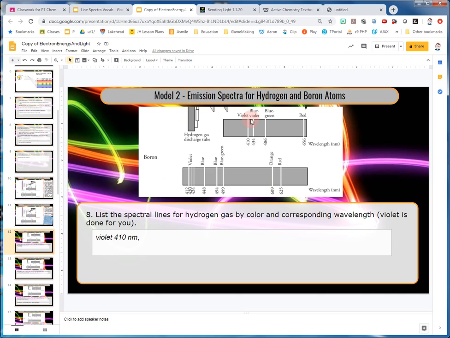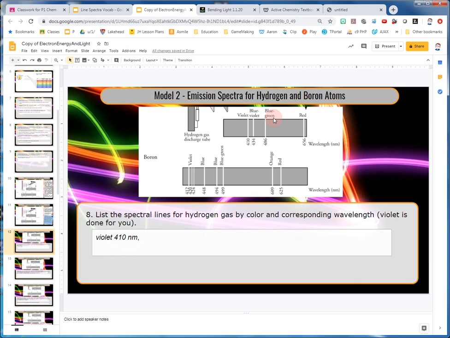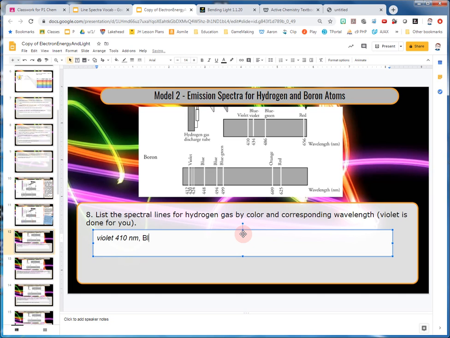Alright, what are we looking at here? Okay, well, now this looks familiar. This is just the same thing from here. This is hydrogen, hydrogen, and boron. List the spectral lines for hydrogen gas by color and corresponding wavelength. So the first one is at violet, 410, blue-violet, 434 nanometers.